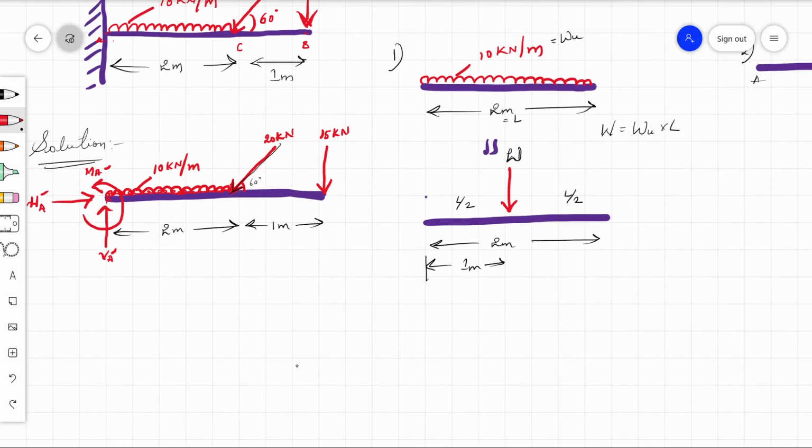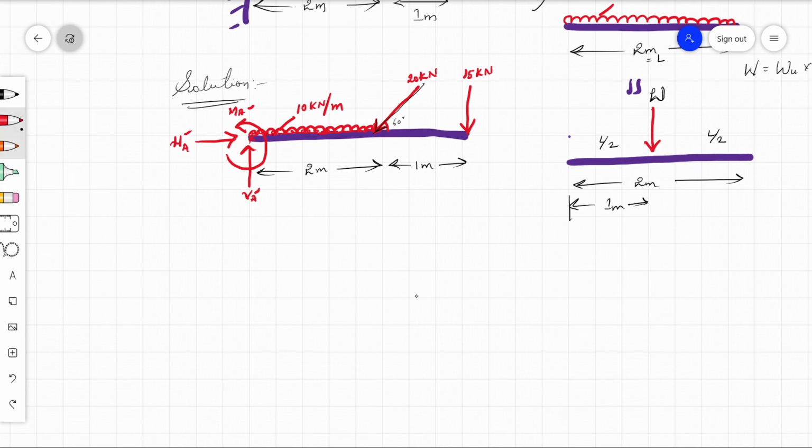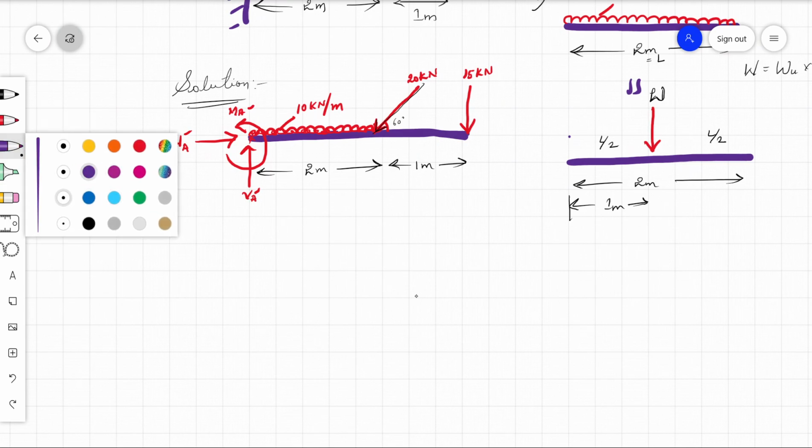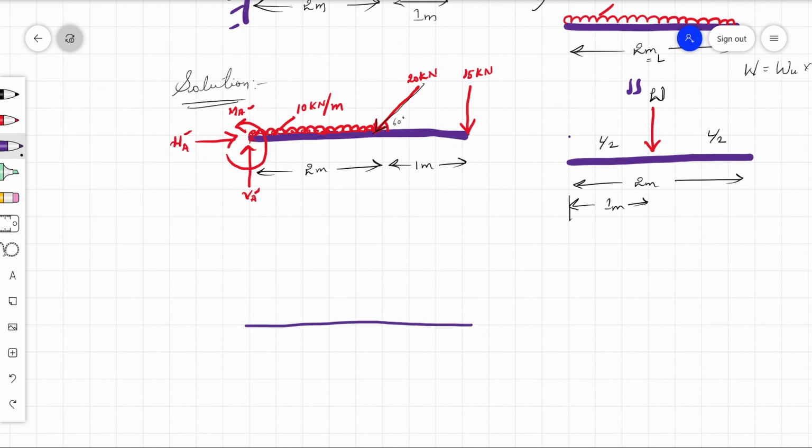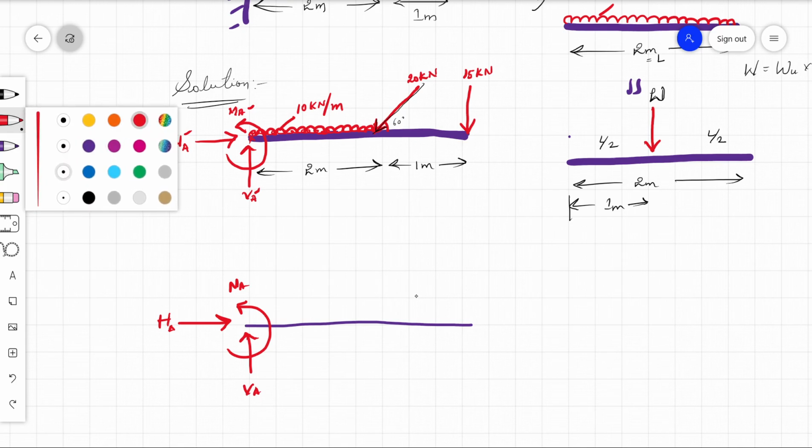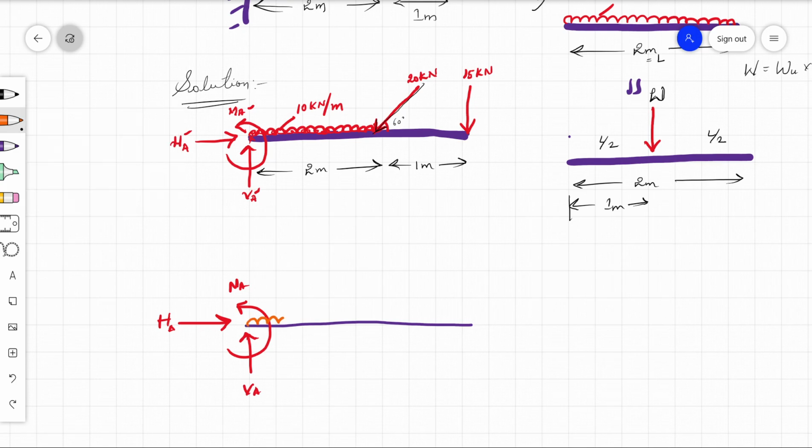So let us draw the same thing over here in this beam section. Again let me take that beam. I've taken that beam. The red thing is what I need to measure, that is HA, VA, as well as moment about A. This is VA and this is HA. The second thing, I'll take it in the orange color, that is the load applied in the UDL. This is UDL.